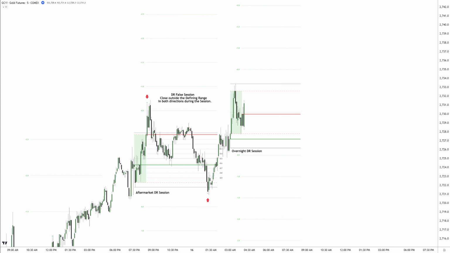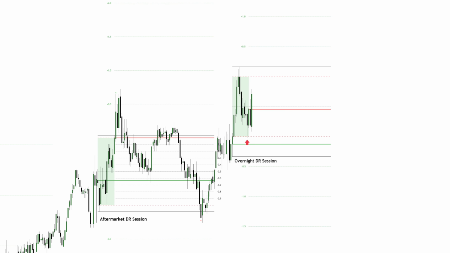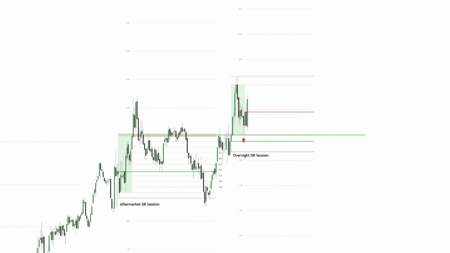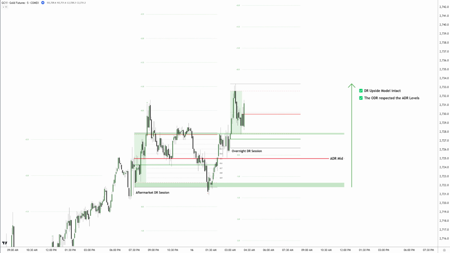The aftermarket DR session confirmed into both directions, making it a DR false session. While this may seem less ideal, it's important to remember that DR true sessions don't happen 100% of the time. A green DR box closed the overnight DR session, signaling strength, and price rejected the aftermarket DR session highs once during this period. All indications were pointing toward a potential DR upside model formation, but the real key lies in waiting for a confirmation. Without that, no trade should be executed.